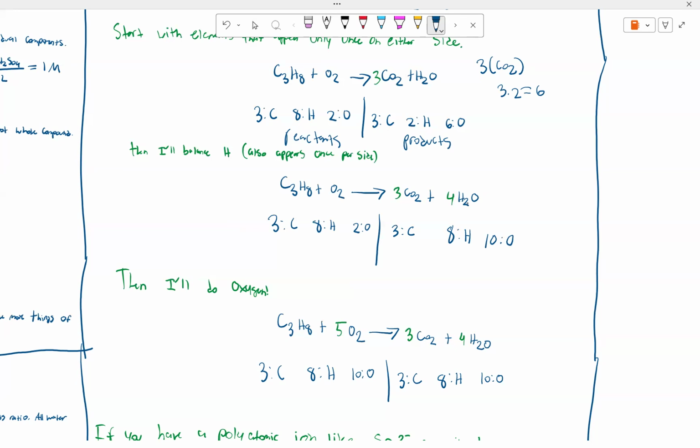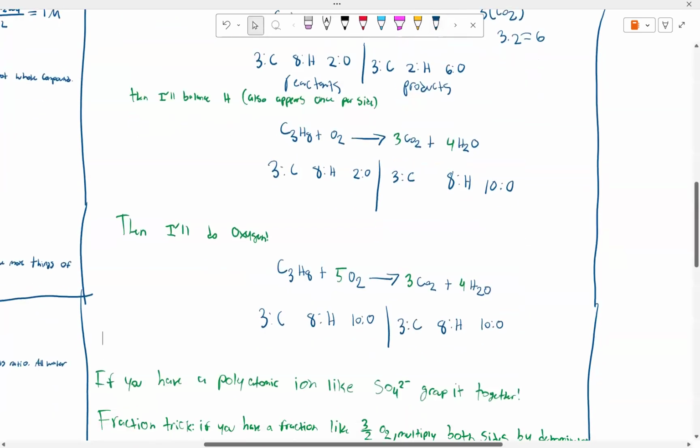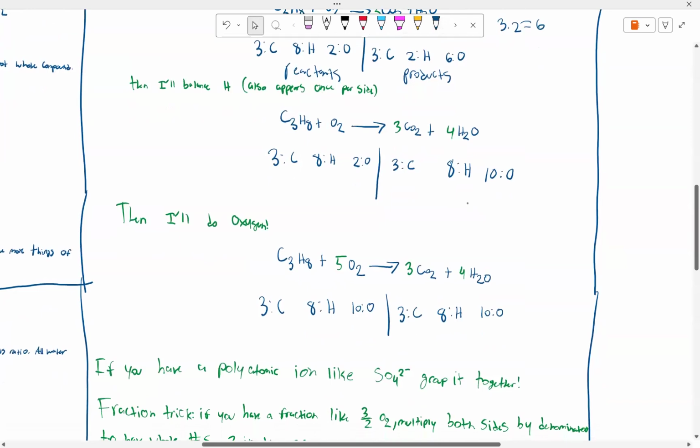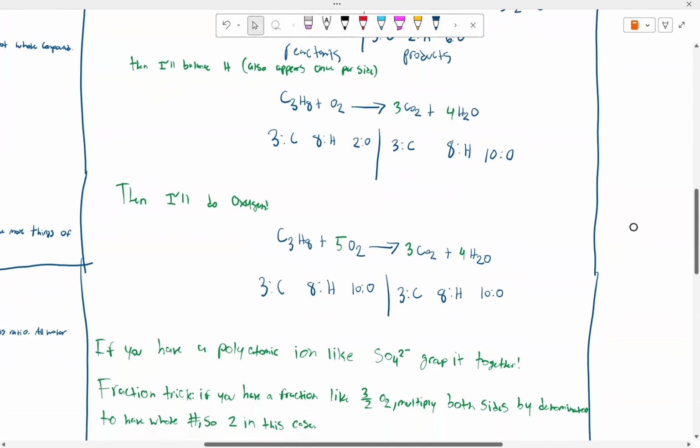And over here, you see I have 3 carbons, 8 hydrogens, that looks good. The last thing I need to work on though is that oxygen. And that'll be much easier to do because there's only 1 oxygen on this side compared to the 2 oxygens on this side that I would need to multiply. And also there's more as well. That's why you save it for last. It just makes it a lot easier to have that checks and balances.